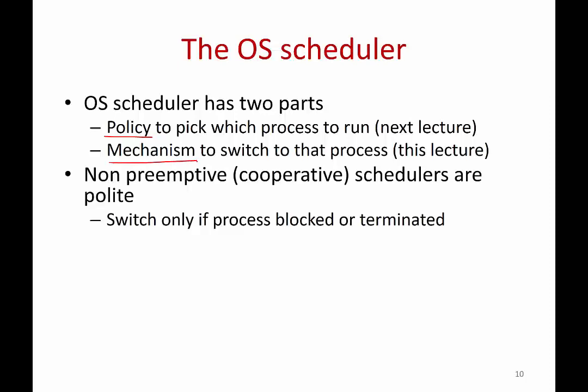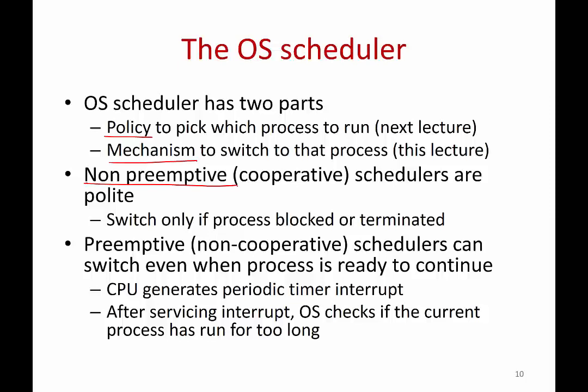So there are different types of schedulers around. One set of schedulers are what are called non-preemptive schedulers or cooperative schedulers. These schedulers are really polite. They will only switch if a process cannot run, if it has been blocked or terminated and there's no way the previous process can proceed to run. Only in such cases they're going to initiate a context switch.